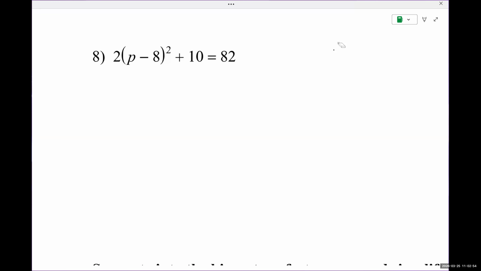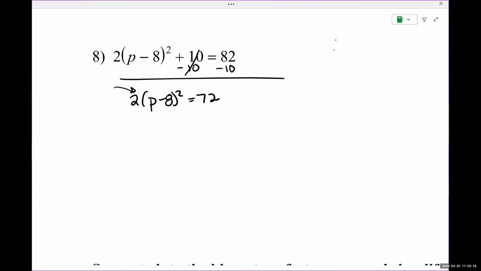So the first thing we do, the first thing we get rid of, we know that by the order of operations, multiply is a stronger bond than add. So we're going to subtract 10. We're going to get rid of the easy things first. So 2p minus 8 squared is equal to 72. Now I can get rid of this. The opposite of multiply is divide. P minus 8 squared is equal to 72 divided by 2 is 36.